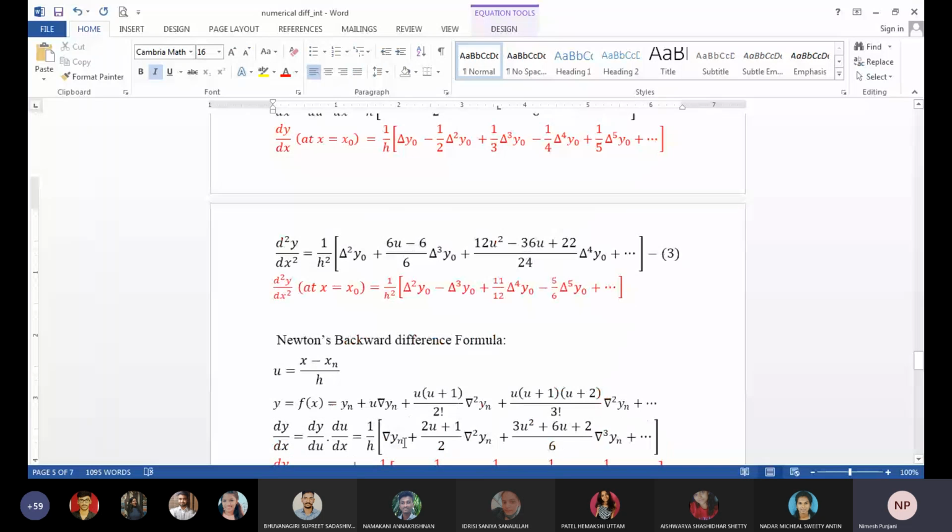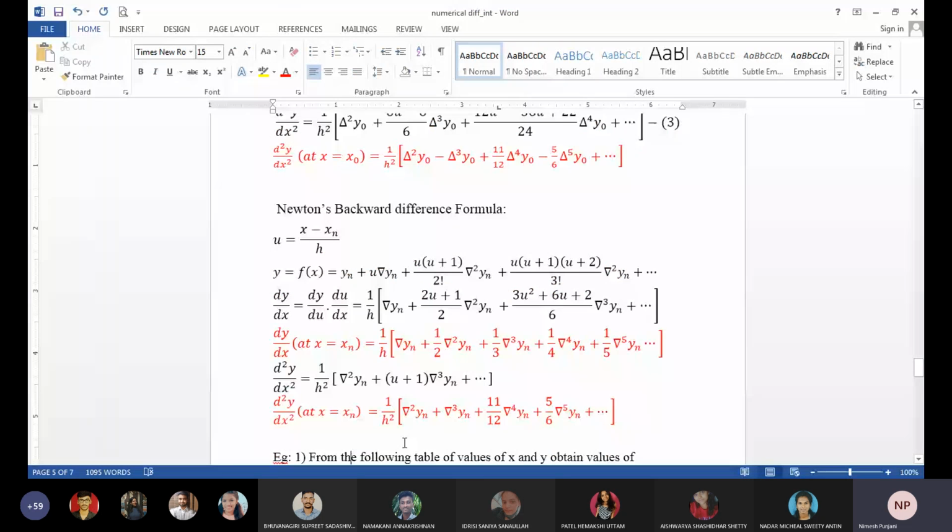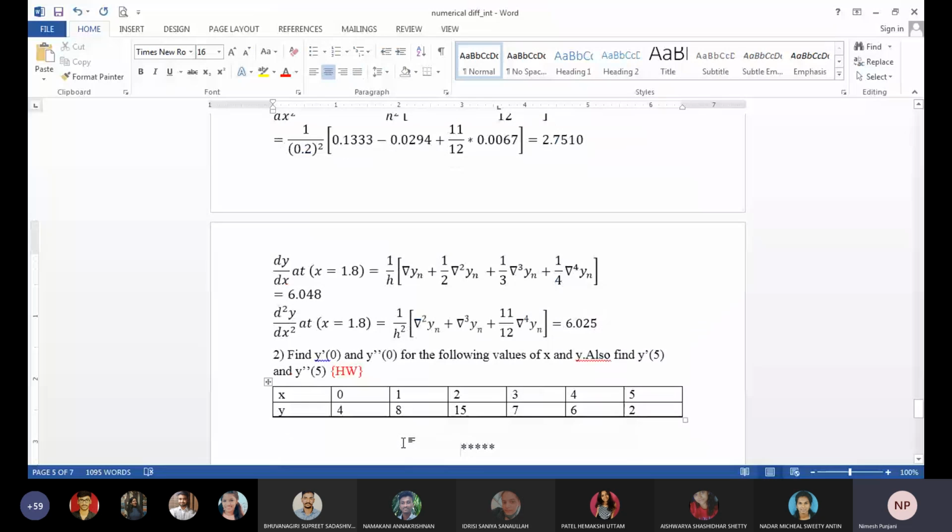Then comes your differentiation. One sum is done. Okay, this sum was homework, right? The numerical differentiation one. Yes, so you keep this as homework itself. Now I will not start with any new topic.